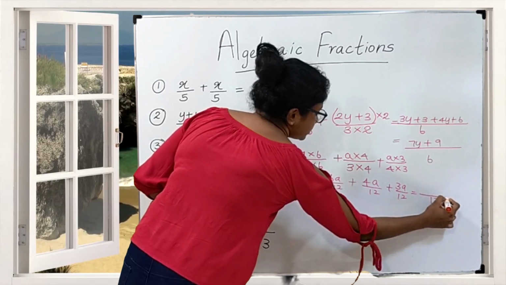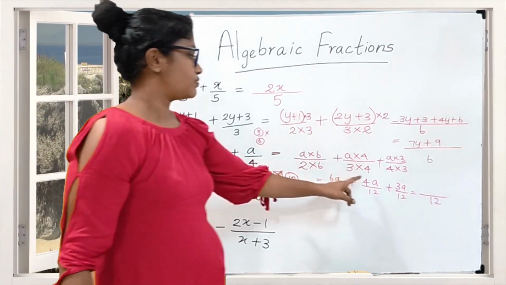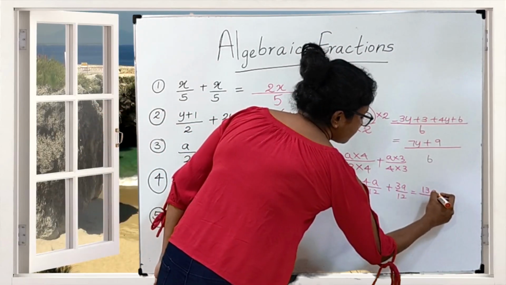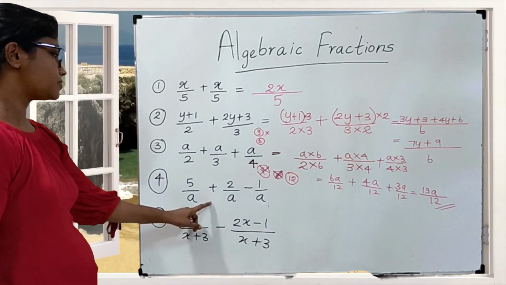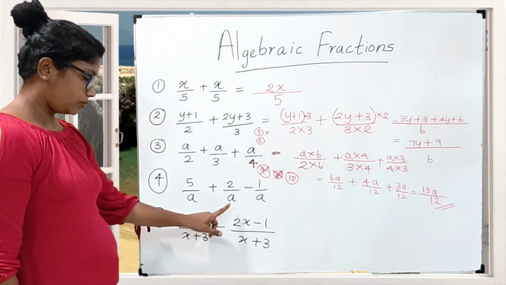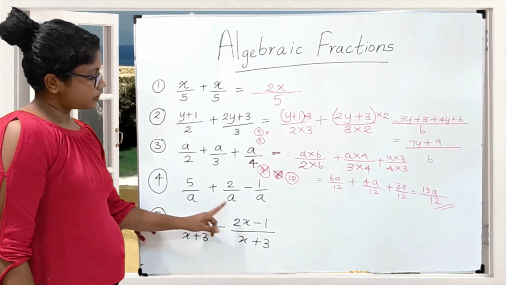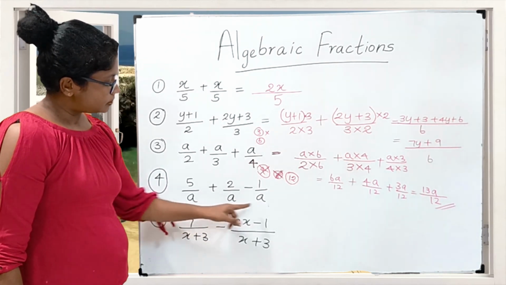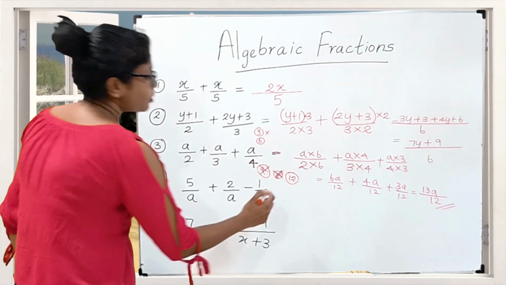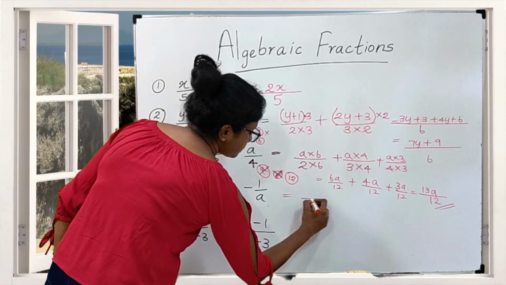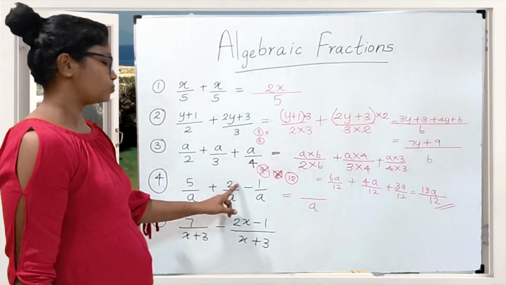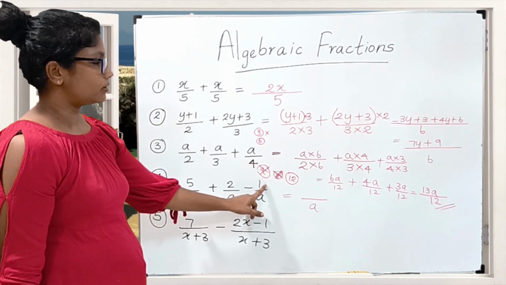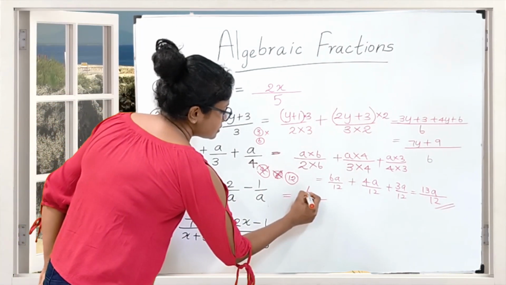Then the common denominator here is 12. 6A plus 4A plus 3A. The answer is 13A. Then the next one. What is the common denominator here? The denominators in all the fractions are A. So the common denominator here is A. 5 plus 2 gives the value 7. 7 minus 1 gives the answer 6.